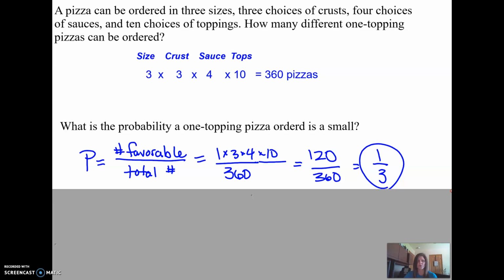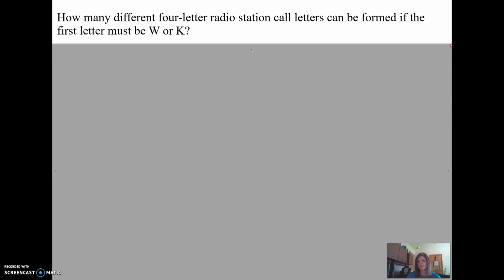Let's take a look at another one. This one involves radio station call letters. So I don't know what your favorite station is, but if it's broadcasting from the Missouri side, it will probably start with a K, because all stations to the west of the Mississippi have call names that start with a K. To the east of the Mississippi, they'll start with a W. So we want to know how many different radio stations we can have that start with W or K.